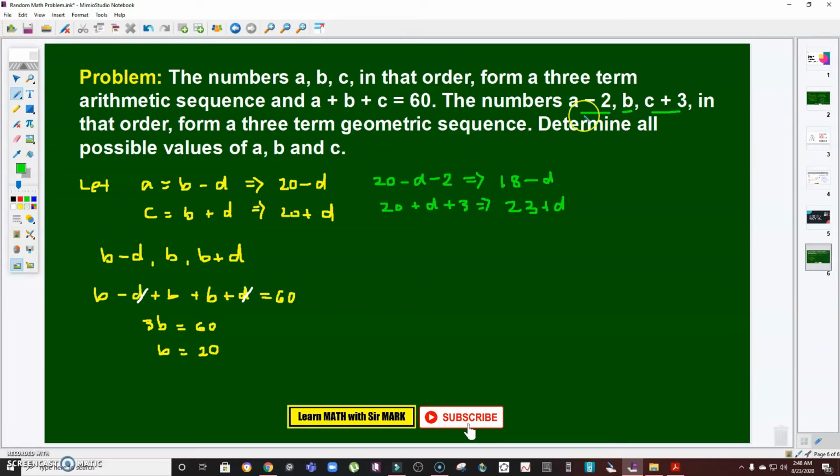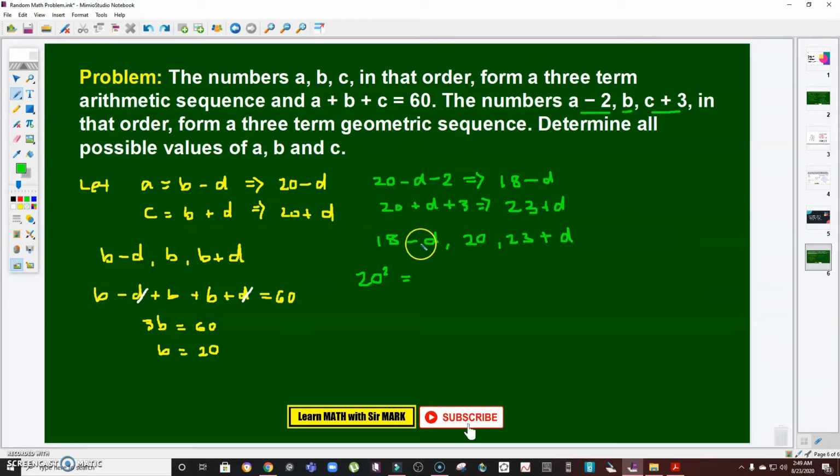There you go. Now, since 18 minus D, then 20, which is my B, and then 23 plus D form a geometric sequence, we know that B squared, or 20 squared, is equal to the product of the first and third term. Again, take note, if it is a geometric sequence, A sub 2 squared is equal to the product of A1 and A3. Okay, so that's what we're going to do here.